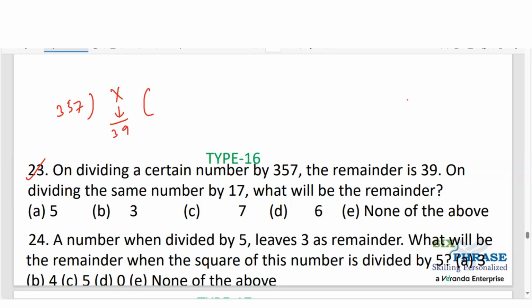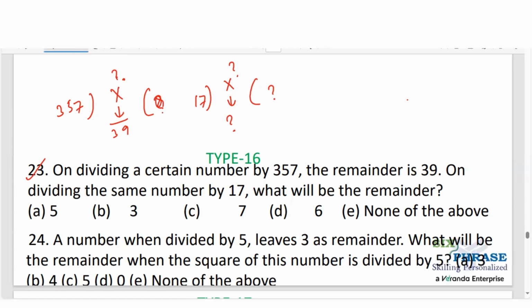On dividing the same number, again the same number, that number is not given, by 17. So here the divisor is 17. Then what will be the remainder? We have to find the remainder. Here the remainder is not given, the quotient is not given, and the dividend is not given.